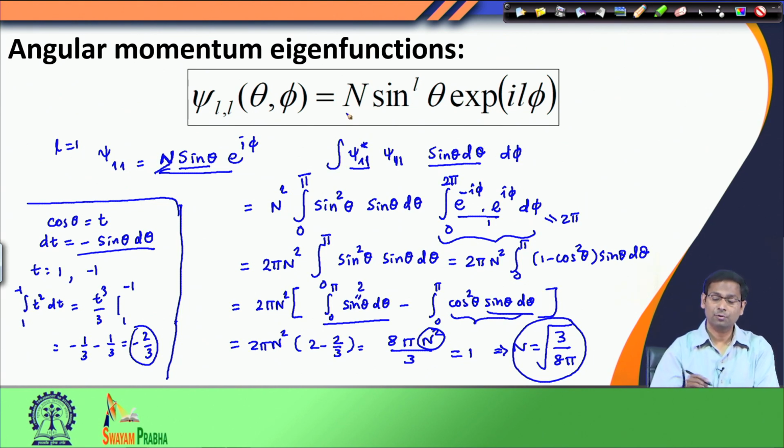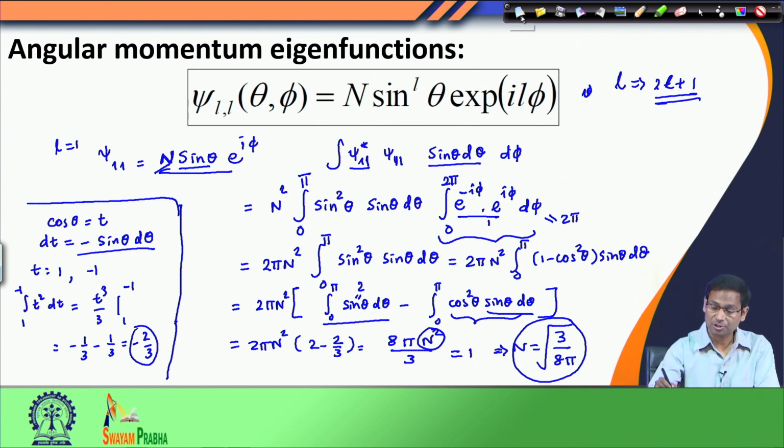Similarly, I can write down when L is 2, the function will be sin square theta e to the power 2 i phi, and so on and so forth for higher values of L. And in each case, I can of course normalize the function. Now, in this way of writing the function, for a given value of L, I have 2L plus 1 eigenfunctions, but this expression is valid for only one of these 2L plus 1. What about the remaining functions?